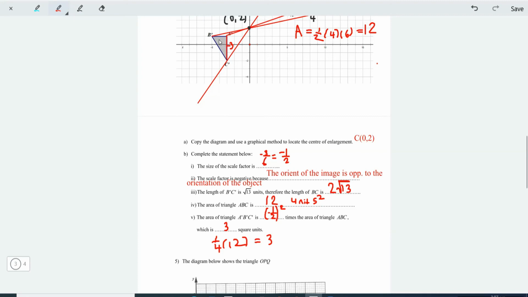If you don't believe me, you can measure the base, which is 2. You can measure the height, which is 3. So the area of this triangle will just be half of 2 times 3. The area of the image is k squared times the area of the object, and that's it. So in this case, the area of the image is 3.